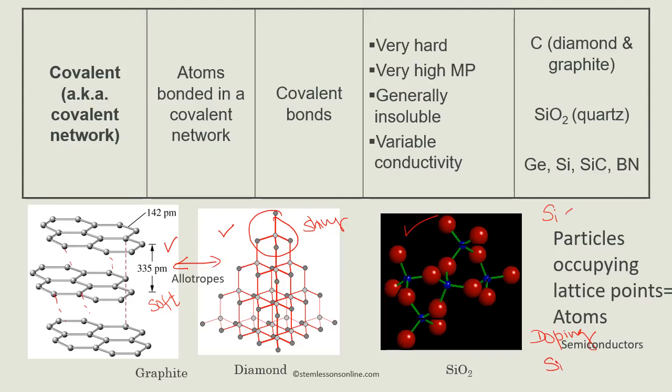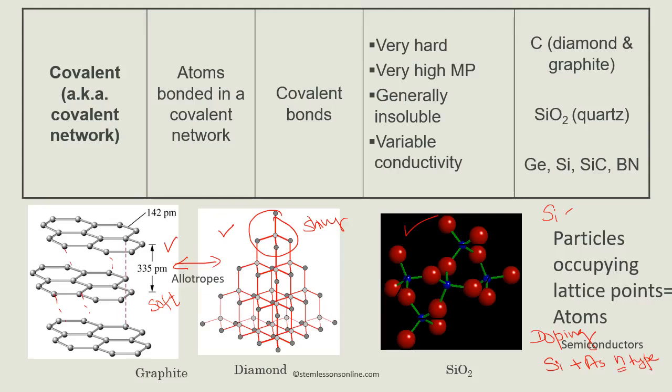When you combine that one with an element which is higher in group, the fifth group, like arsenic, it comes with an extra electron and it will start conducting. This is called n-type because the electrons are negatively charged, so we call it n-type.